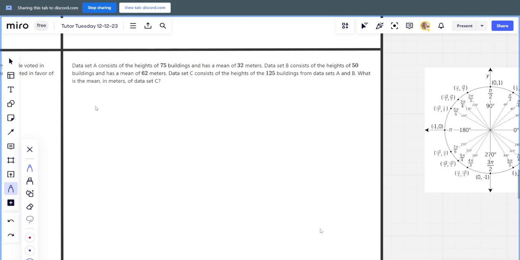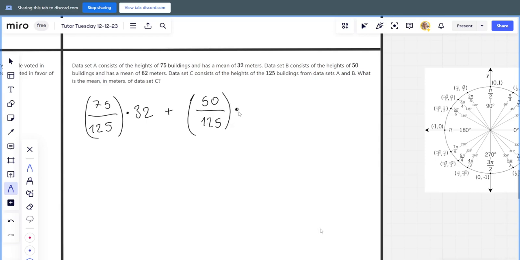Okay, so how we could approach this is kind of take a fraction of each mean. I guess I call it a weighted mean. So if there's 75 buildings out of the total of 125, and this data set has a mean of 32 meters, we can add that to the 50 buildings out of 125, and that data set has a mean of 62 meters. So in total, when we add that up, I actually need my calculator for this, or it would be helpful. But let's see. I think it's going to be, oh, okay.